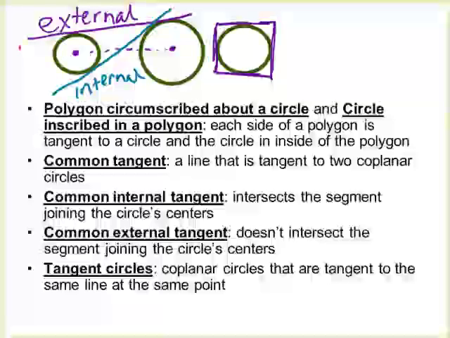The final term here is tangent circles, and that would be two circles that are tangent to each other. So two circles that just brush along each other at one point. Questions on any of our new vocabulary?